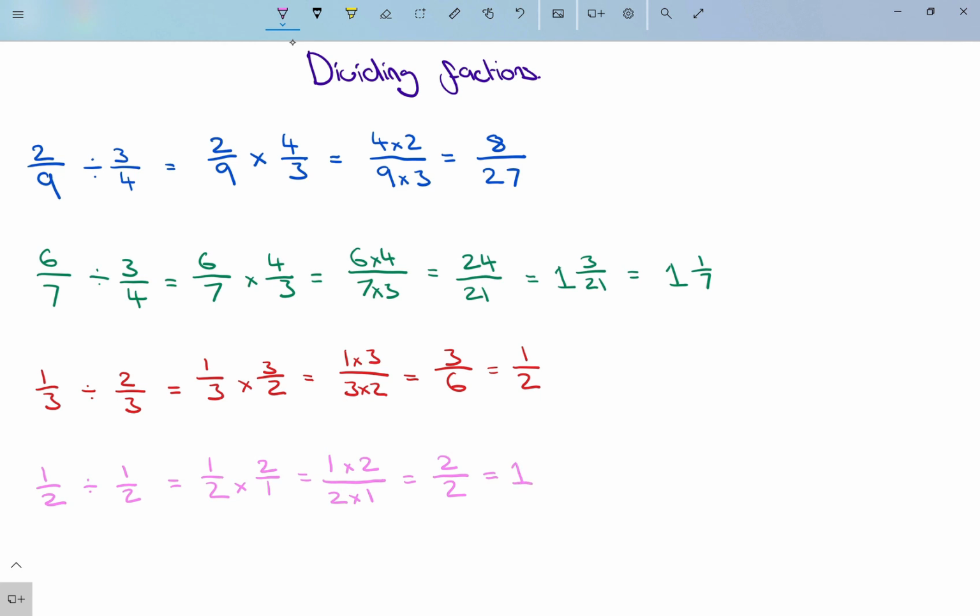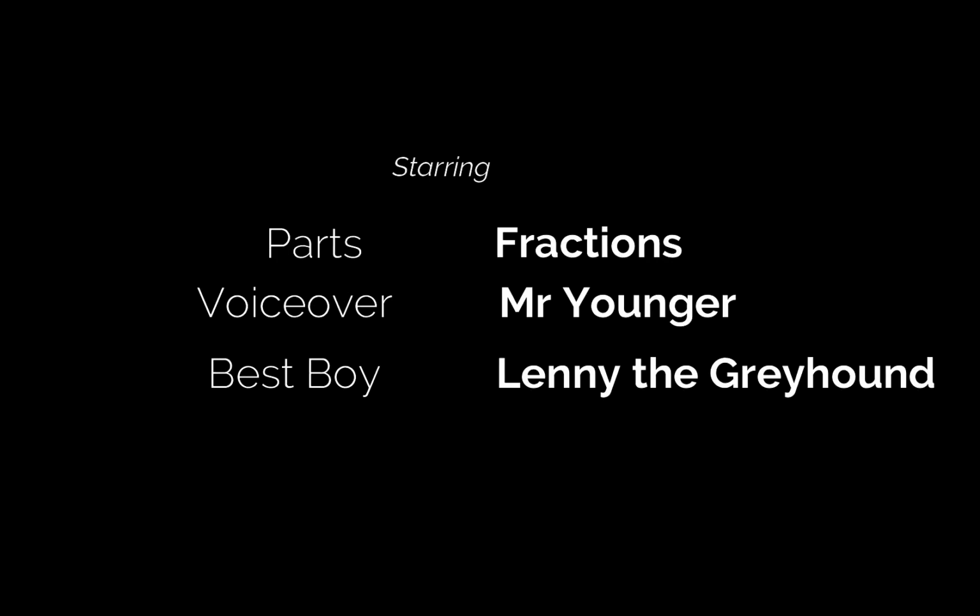Now what you see in those fractions is actually called the reciprocal of a fraction. So if you have 1 over 2 times 2 over 1, that'll always equal 1. However, we'll cover what the reciprocal is and what it does in the next few videos.